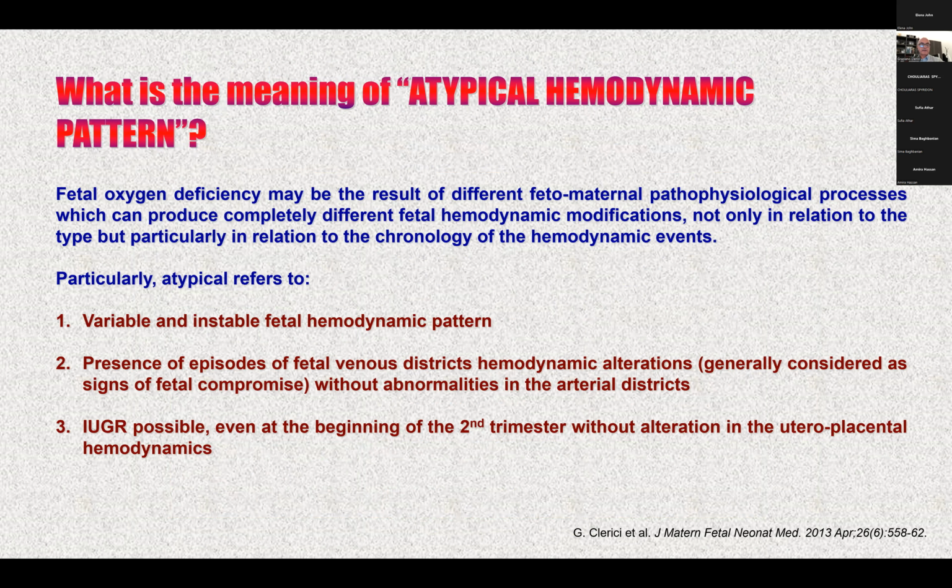Atypical refers particularly to a variable and unstable fetal hemodynamic pattern with some phases that are changing during time, presence of episodes of fetal venous district hemodynamic alteration, generally considered as a sign of fetal compromise without abnormalities in the arterial district, and IUGR possible even at the beginning of the second trimester without alteration in the uteroplacental hemodynamics.